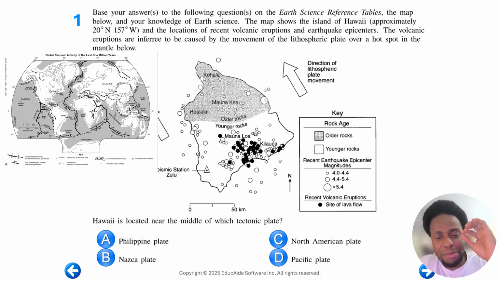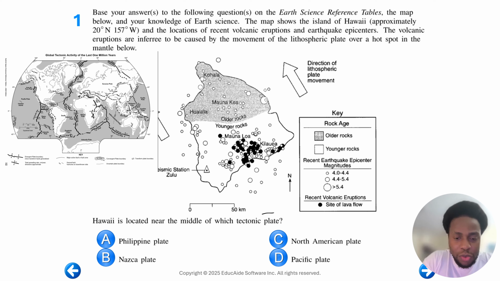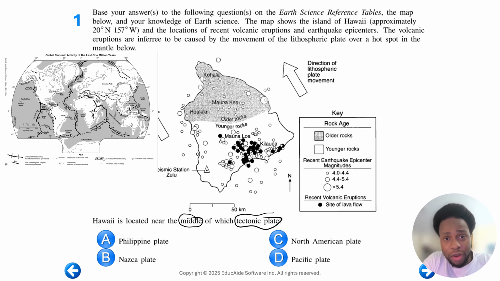Hawaii is located in the middle of which tectonic plate? In the middle of which tectonic plate? So we're looking at the tectonic plate. Hawaii is in the middle of one of them, and that's what the question is asking. Now, what do we know about Hawaii? According to the question, Hawaii is 20 degrees north and 57 degrees west. So if you look at your page number 12, it does indicate the lines of latitude and the lines of longitude.